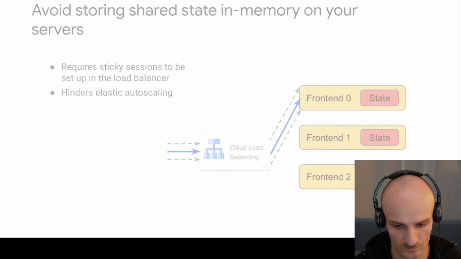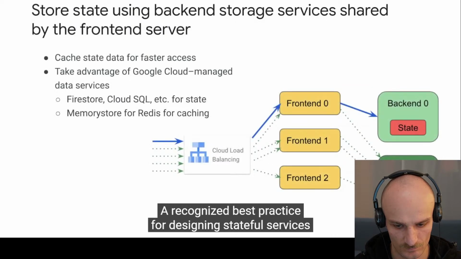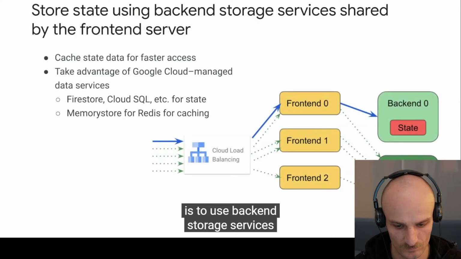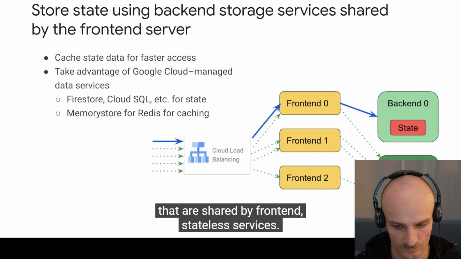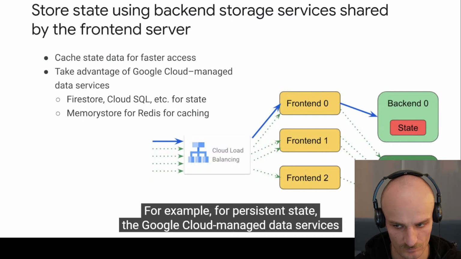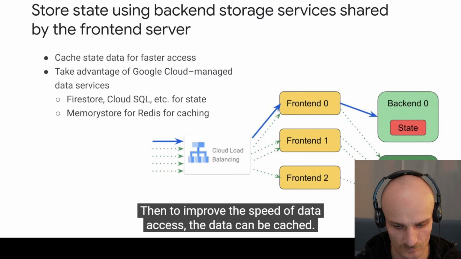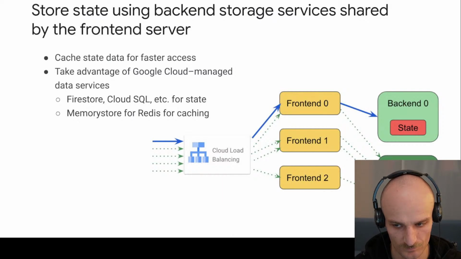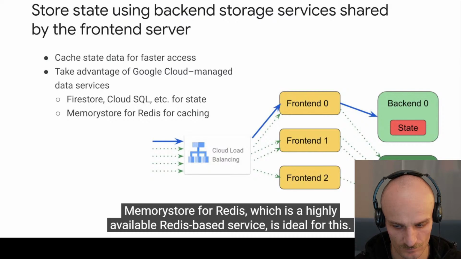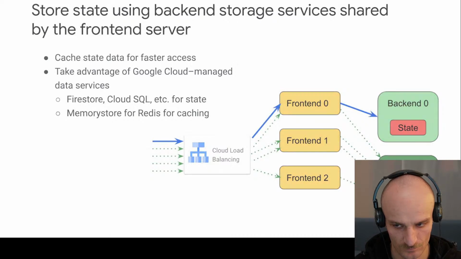A recognized best practice for designing stateful services is to use back-end storage services that are shared by front-end stateless services. For example, for persistent state, the Google Cloud managed data services, such as Firestore or Cloud SQL, may be suitable. Then, to improve the speed of data access, the data can be cached. Memorystore for Redis, which is a highly available Redis-based service, is ideal for this.